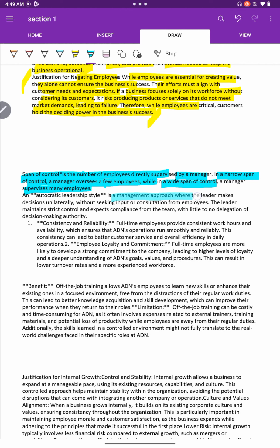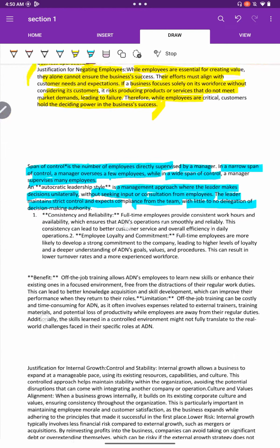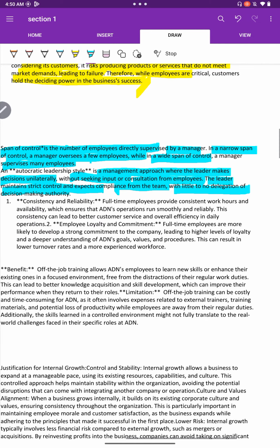It is a management approach where the leader makes decisions unilaterally without seeking input or consultation from employees. So you can just write it till here. The leader maintains strict control, expects compliance from the team with little to no delegation of decision-making authority. And after that, we have to write the two advantages of full-time employees.